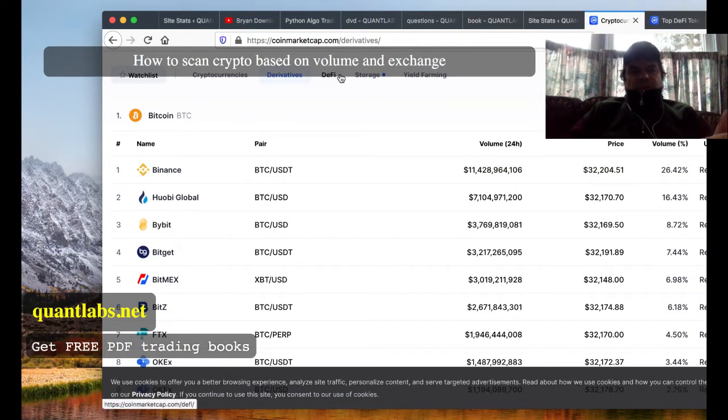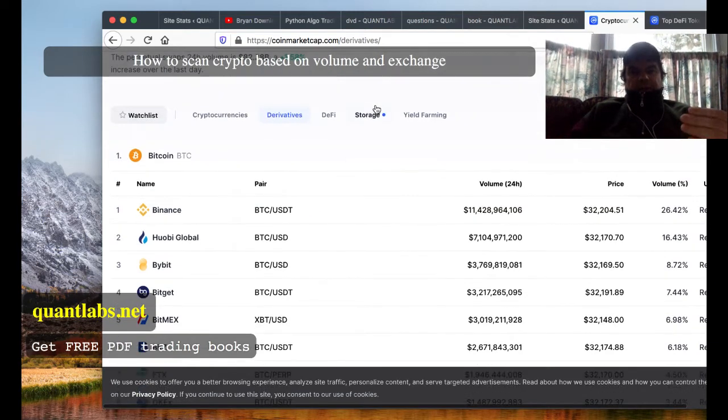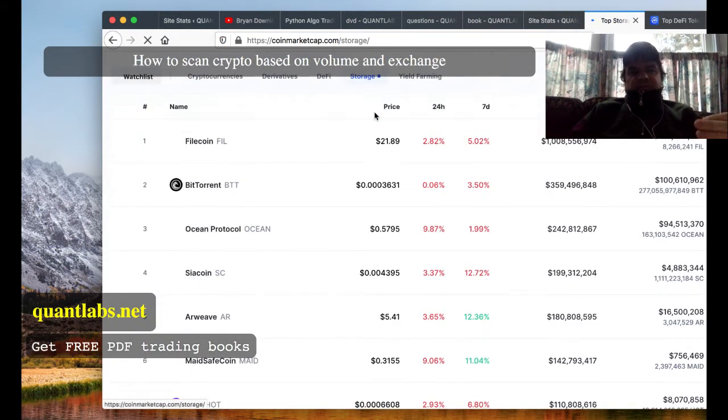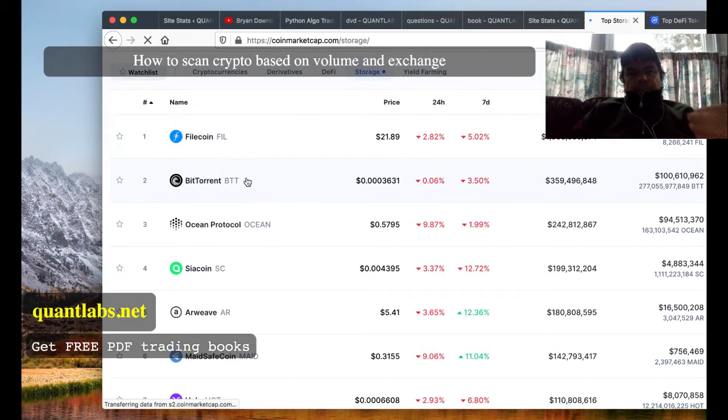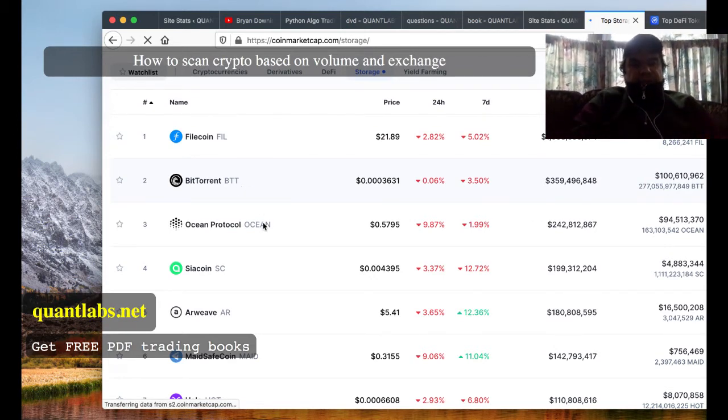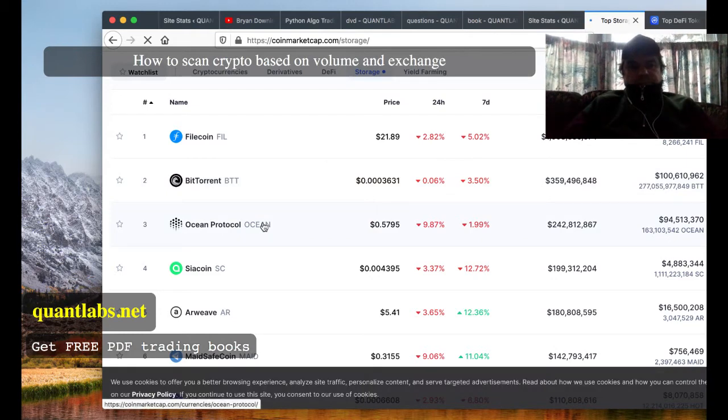And as I said, we've already shown you the DeFi. And then we have another classification called storage. I don't see this as much. Filecoin I'm seeing a little bit. BTT, Ocean, a little bit here and there. But that's pretty well it.